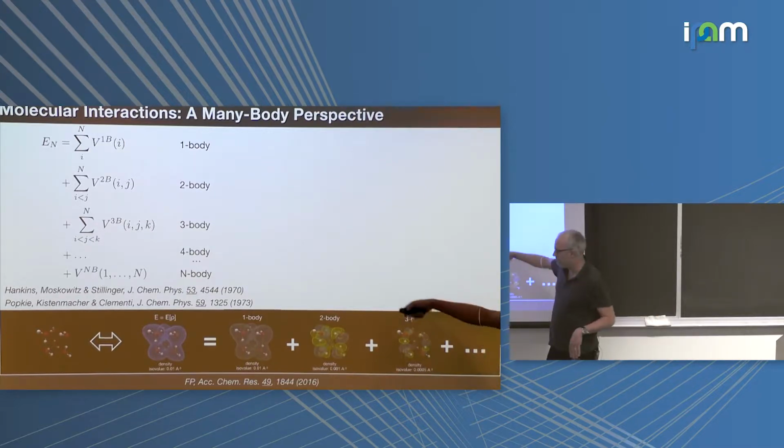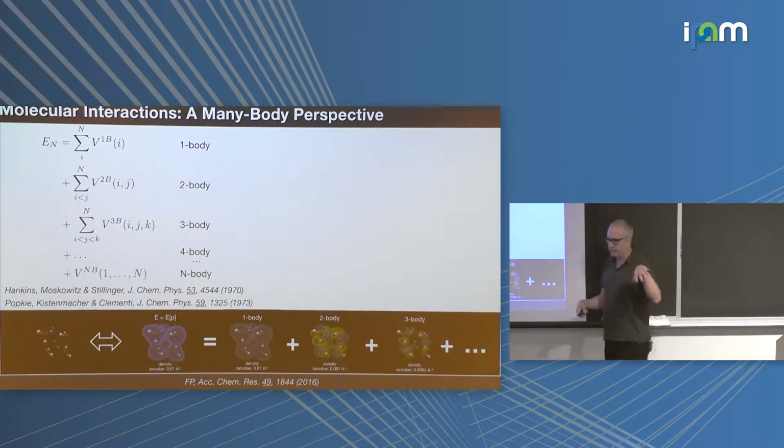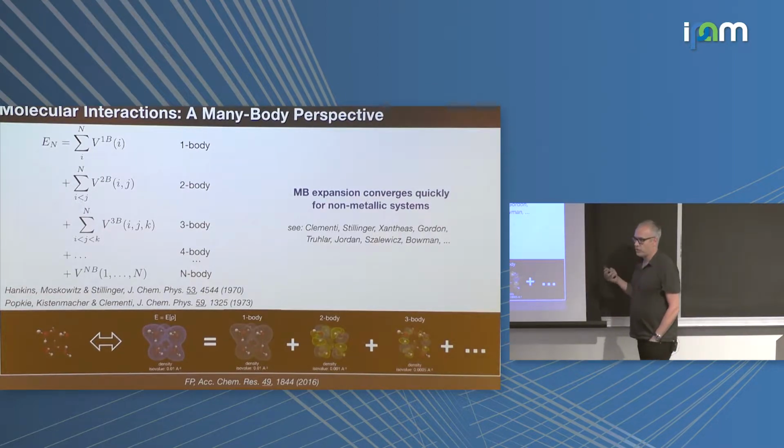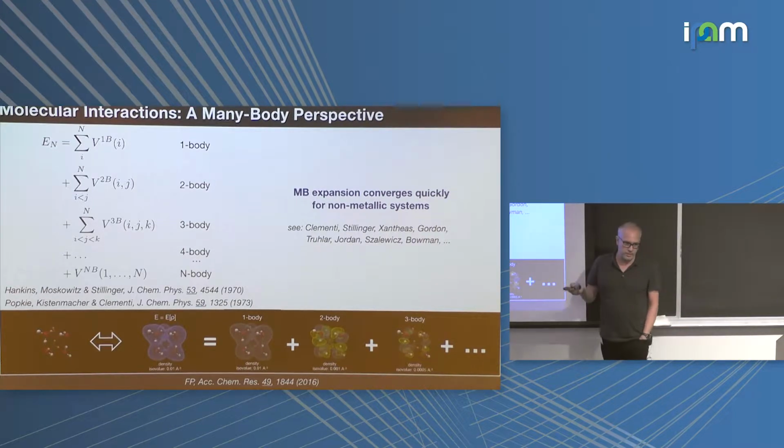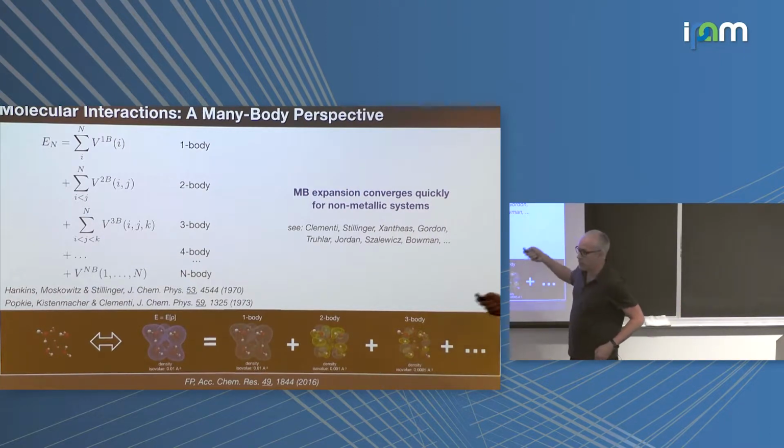The complexity is still the same because if I still need the n-body contribution, I'm still limited by the accuracy of coupled cluster and the ability of doing coupled cluster calculations, which is limited up to tens of atoms. However, and this has been shown a long time ago, the many-body expansion converges quite quickly for any system that is non-metallic. So for weakly correlated systems, for systems where the energy gap between the valence and conduction band, essentially between HOMO and LUMO, is large, then this series converges quite quickly.